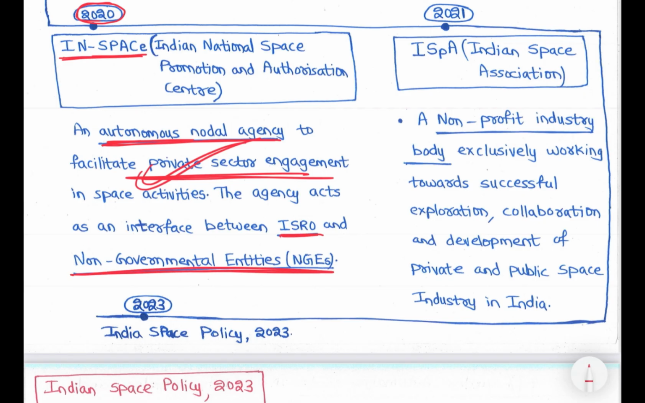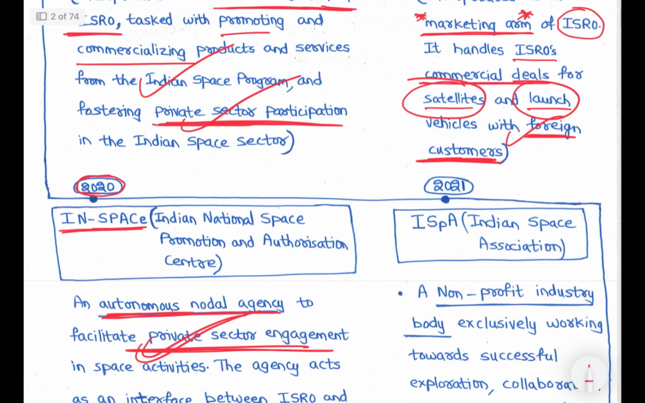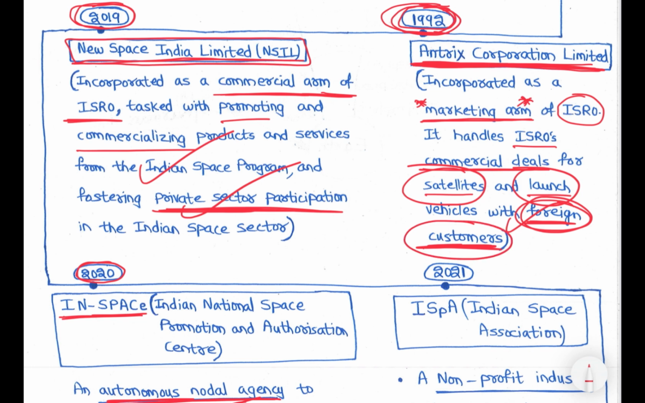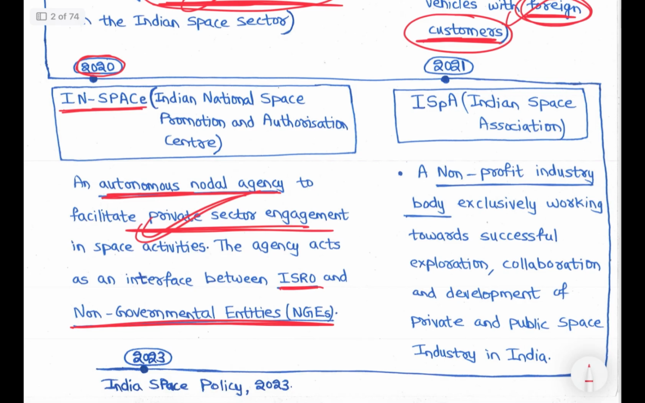See, all have different purposes, sir. This one is with respect to foreign customers, right? And this is with respect to commercialization and fostering private sector participation. And IN-SPACe is basically a middleman between ISRO and non-governmental entities, that is the private sector, right? So it is an autonomous agency. So that is with respect to IN-SPACe.